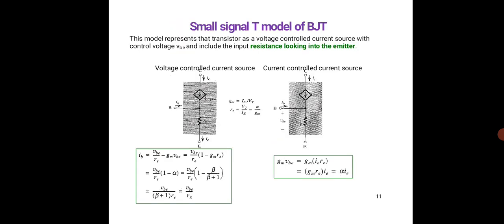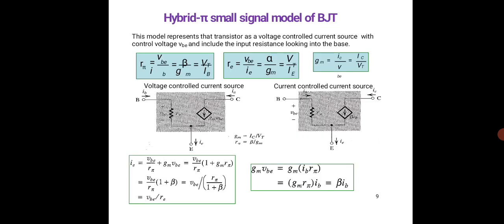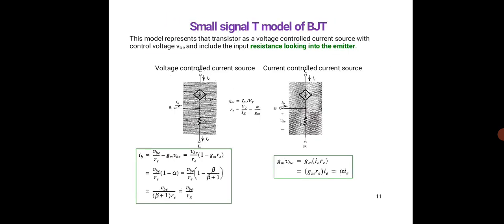So similarly we have a T model. Earlier we have seen a pi model. This is actually a T model. So if I go back and look at the circuit diagram, you can see a shape of pi in the circuit mentioned, whereas in the next case it will be in the shape of a T, right? So this model represents a transistor as a voltage controlled current source with control voltage VBE, and it will include the input resistance looking into the emitter.